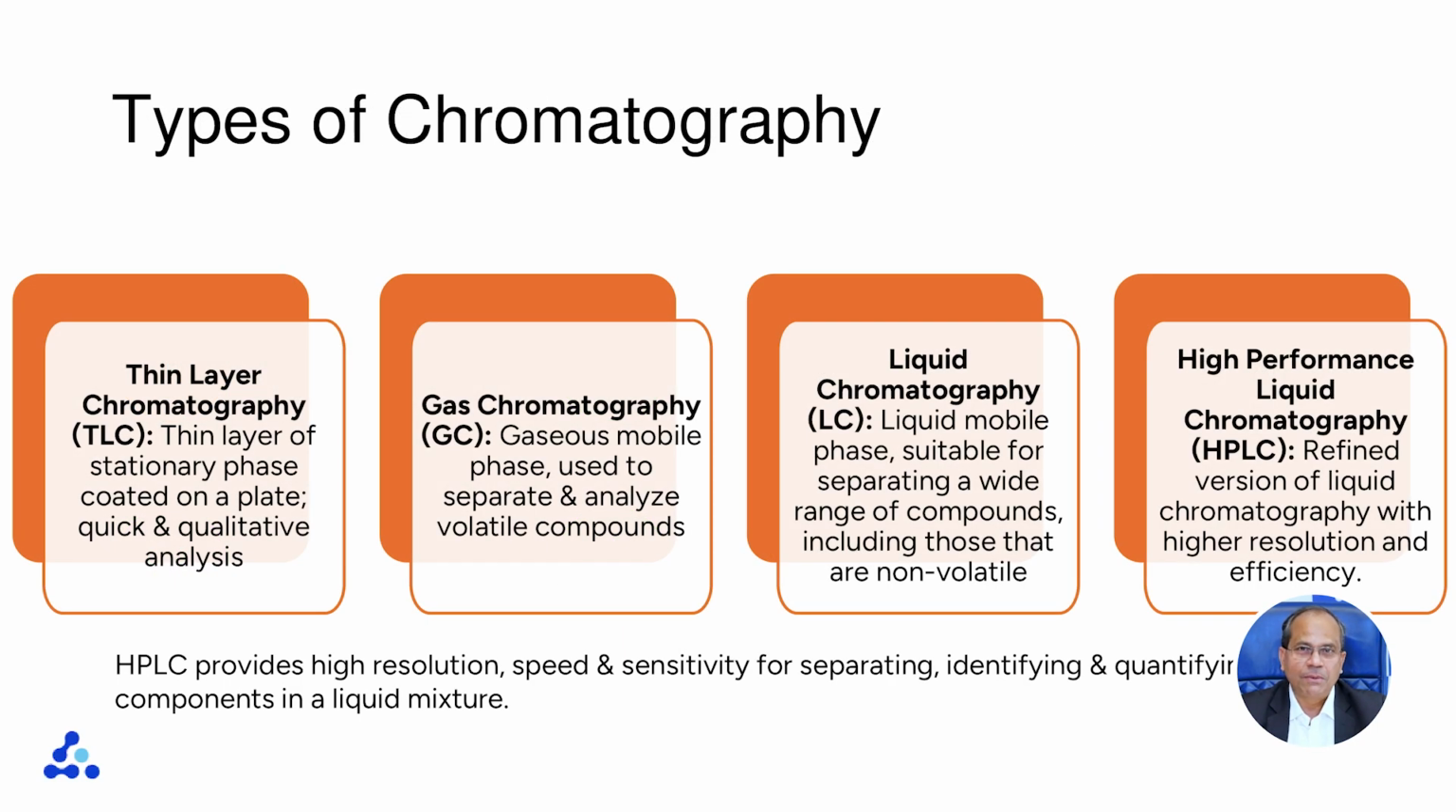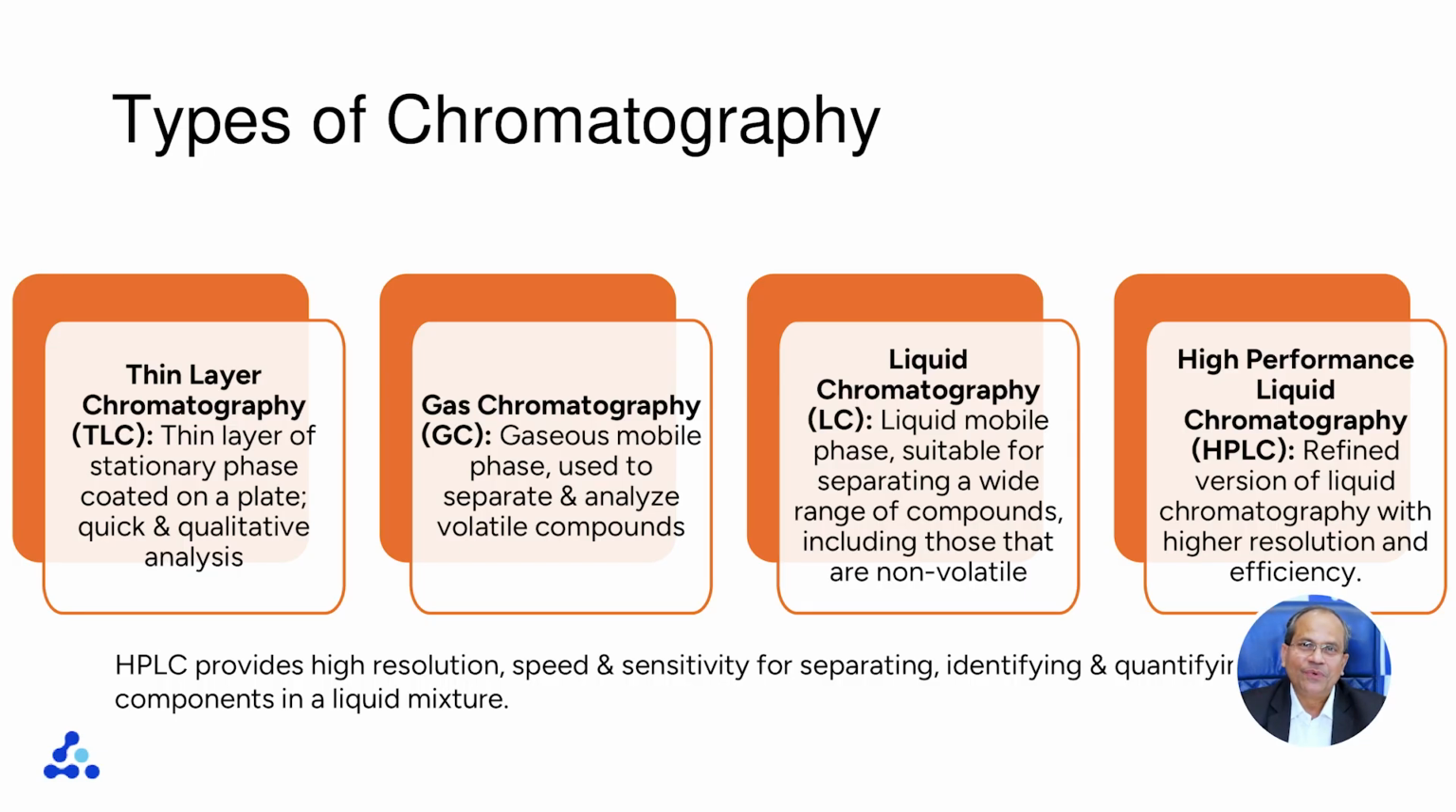The first one is thin layer chromatography, where a thin layer of stationary phase is coated on a glass plate, and the mobile phase can be a solvent or mixture of solvents, and this chromatography is used for quick and qualitative analysis. Second is gas chromatography, where the mobile phase is gaseous and it is used to separate and analyze volatile compounds. Third is liquid chromatography, where the mobile phase is a solvent or a solvent mixture, and this chromatography is suitable for a wide range of compounds including those that are non-volatile.